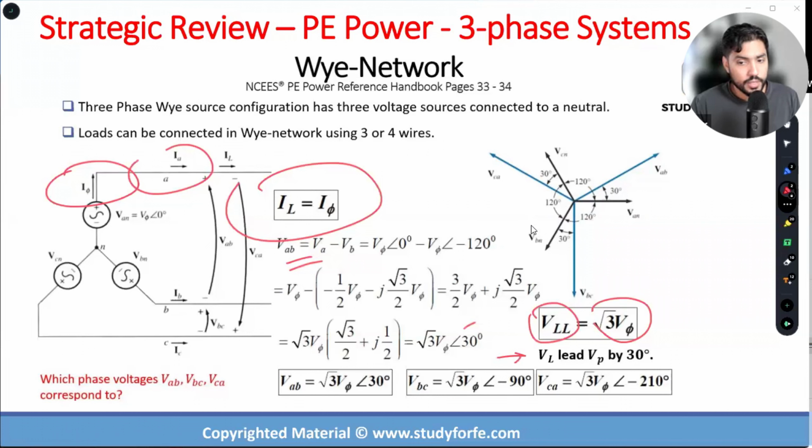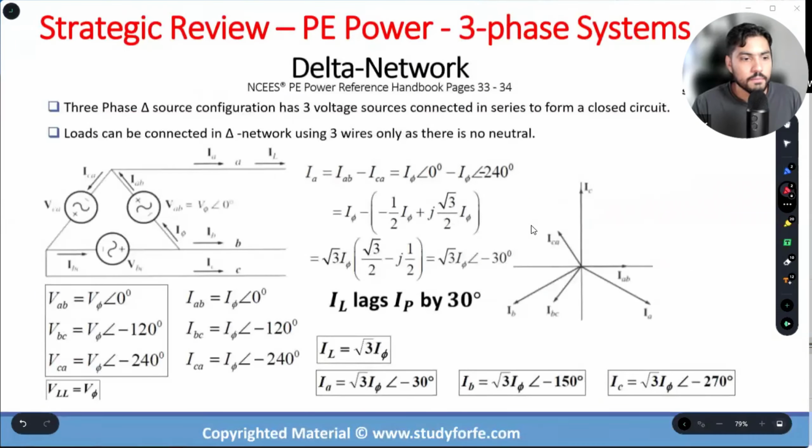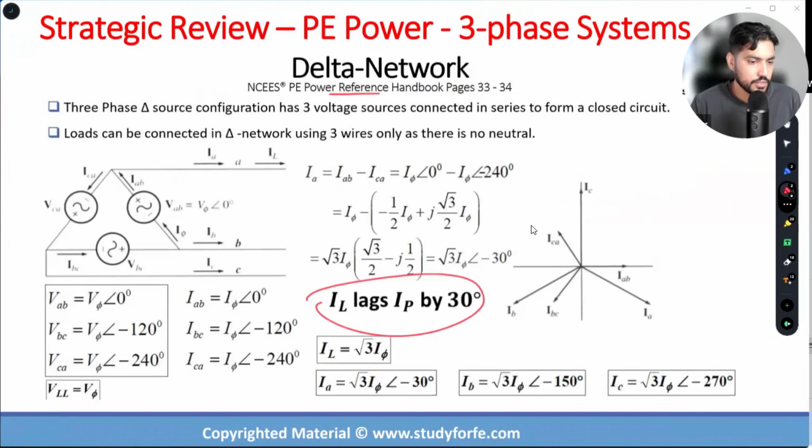And we also commented and discussed how the line voltage in the Y network leads the phase voltage by 30 degrees and gives us these relationships. Okay, so very important. If you haven't already gone through this derivation, I strongly recommend that you go through it on your own in order to really get a good handle on square root 3 and 30 degrees. And similarly for the delta network, we have the line current lagging the phase current by 30 degrees. You don't have to memorize it.